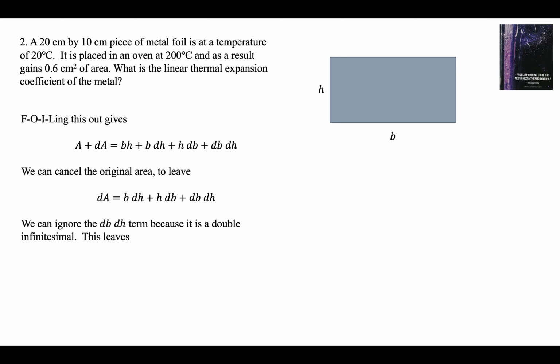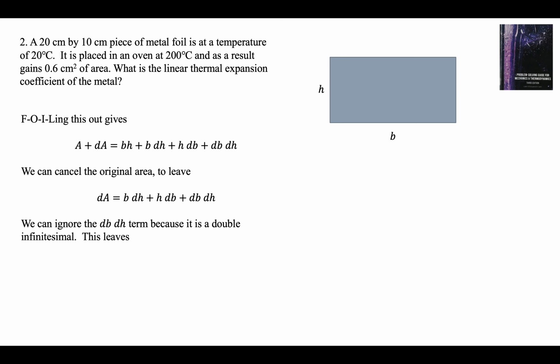dA is BdH plus HdB. A is B times H. When you take the derivative of that, you say, okay, first times the derivative of the second plus the second times the derivative of the first, which is the product rule. We can see where this comes from. And this is so important if you want to understand what's going on rather than remembering rules.